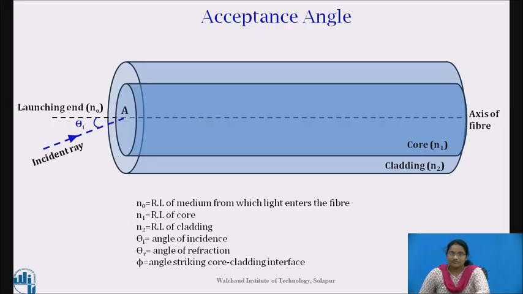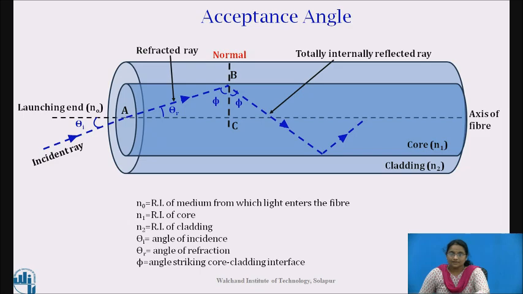Assume that a ray of light enters the fiber at an angle theta I to the axis of the fiber. The ray refracts at an angle theta r and strikes the core-cladding interface at an angle phi. If this striking angle is greater than the critical angle phi c, then the ray undergoes total internal reflection at the interface, since N1 is greater than N2. As long as the angle phi is greater than phi c, the light will stay within the fiber.